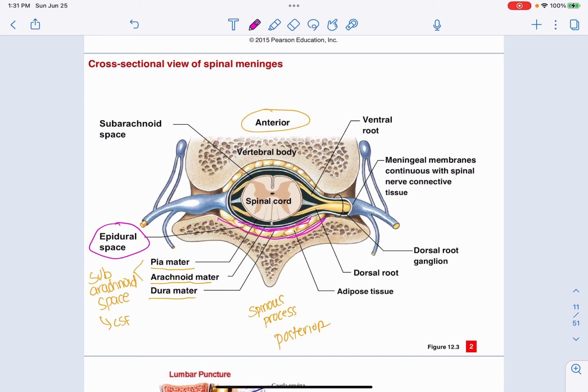Now the subarachnoid space, I'm going to show you a picture of this. All right, so that's the epidural space, and I'm going to show you why that's clinically important as well. And then the subarachnoid space, that is where the cerebrospinal fluid is flowing. So there may be an instance where you might need to obtain a sample of cerebrospinal fluid, okay? And maybe there's an infection or something that you need to sample that fluid. So we need to be able to insert a needle into that space. So let me show you what that looks like.